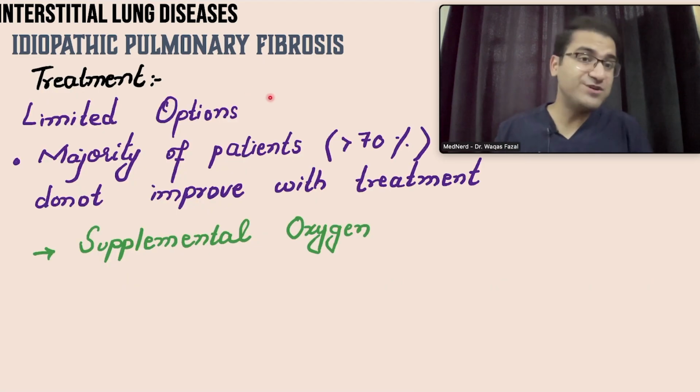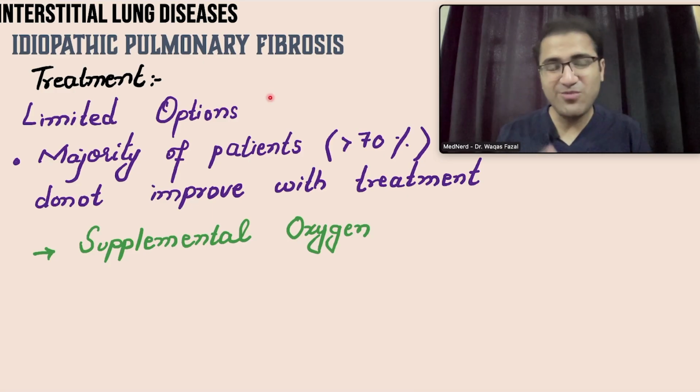Coming to the treatment of idiopathic pulmonary fibrosis, remember, idiopathic pulmonary fibrosis is not a very good condition. It has a poor prognosis and the treatment options are limited. If a patient develops idiopathic pulmonary fibrosis, that patient is quite unlucky, because we do not have any treatment options for this condition. There are limited options. The majority of patients, greater than 70%, do not improve even if you treat them. That means that we do not have proper treatments.